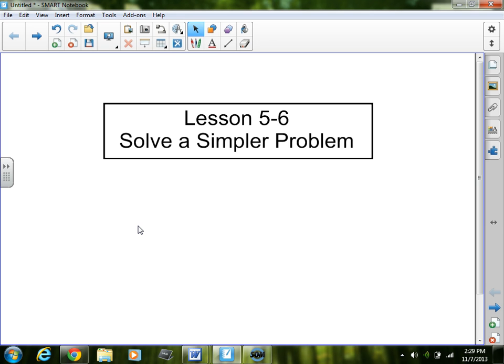Now, before I actually show you the first problem that we're going to do, I want to talk about this. Because really, this skill is actually pretty easy. The skill is simply, if a problem seems a little scary, make it easy on yourself. Change the problem a little bit, make it easier, and then solve.